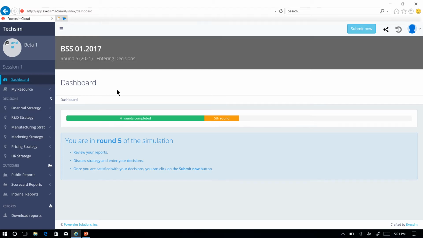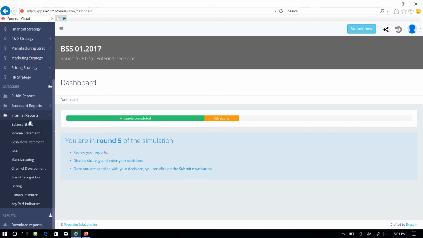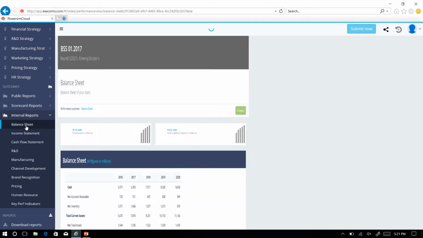My name is Manan, and today I will be showing you the internal reports under the Outcomes section of this Techsim simulation. So, first thing we're going to do is go to the navigation on the left-hand side and click on Internal Reports. And under that, we have Balance Sheet, which we'll click on.